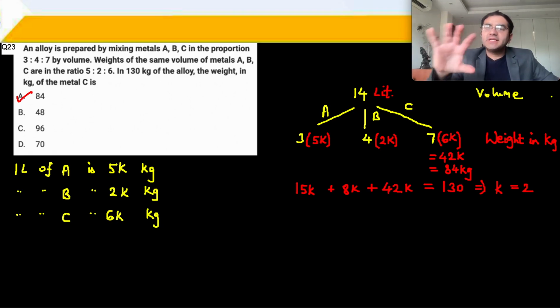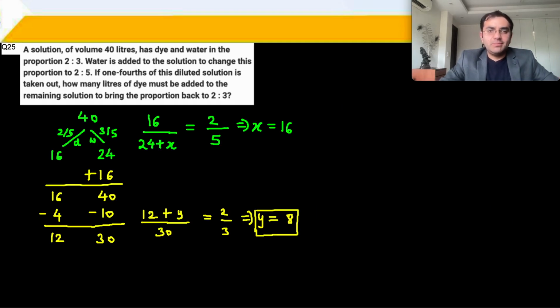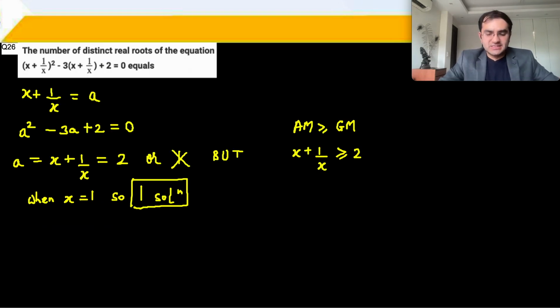23 was doable. There was a lot of comprehension going on in the next question, so it was a challenging question. 24th was basic bottoms up. 25th was basic equation formation inside ratios, and 26 also, I think, could have been done if you had assumed x plus 1 upon x equal to a.